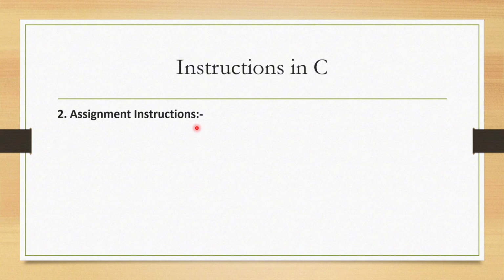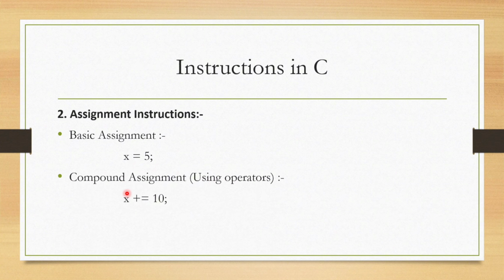Assignment instruction, which is used to assign a value to a variable. It consists of two categories, in which the first one is basic assignment. In this we will simply assign a value to a variable. Next we have compound assignment, in which we need to calculate and then assign a value to a variable. For example, x plus equal to 10, which is equivalent to x equal to x plus 10. First x plus 10 will be calculated and then the value will be assigned to x.